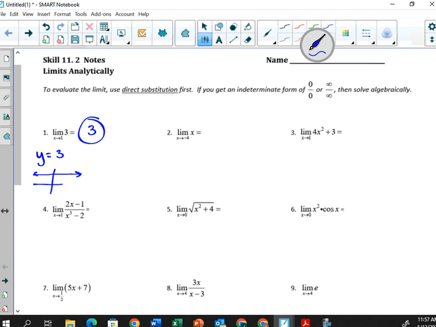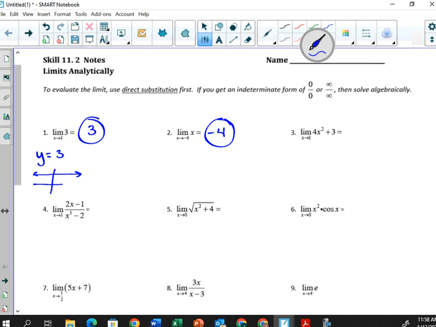All right. So number 2, limit of x as x approaches -4. What do you think the answer is going to be? So -4. And that's it. It starts very easy, guys. It will get a little trickier when we do have those zeros in the denominator. But the first ones here are easy.